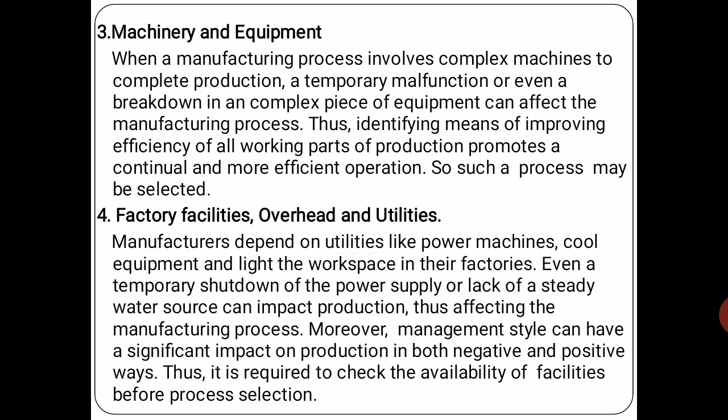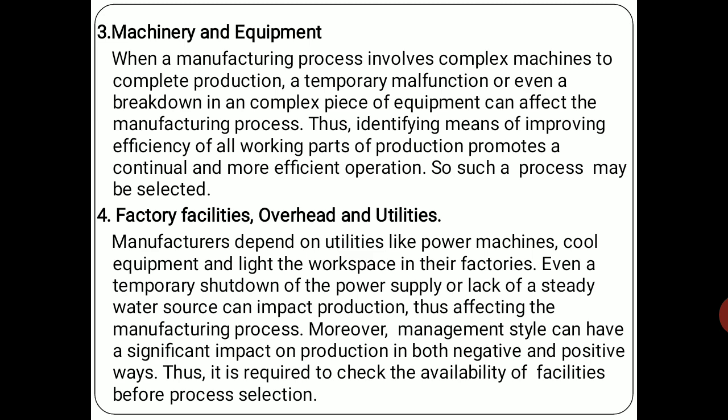In that case, if you need continuous power supply, and if there is a shutdown of even 2 hours, load shedding of 2 hours, that means if you are not getting the electric power for 2 hours, that will actually hamper the whole production cycle for that day, right? So those things have to be taken care of, and then the process has to be selected. Moreover, management style can have a significant impact on the production in both negative and positive way. Thus it is required to check the availabilities of the facilities, whatever overheads are being counted on, or whatever utilities are being used by the manufacturer.